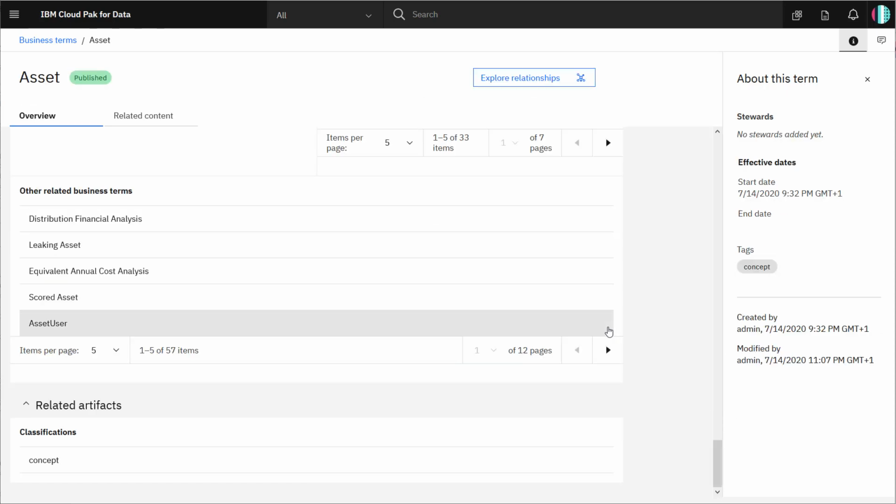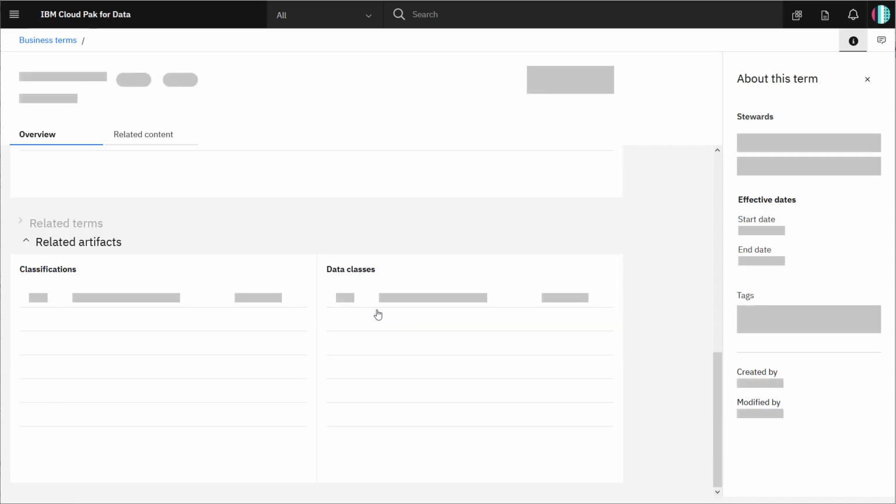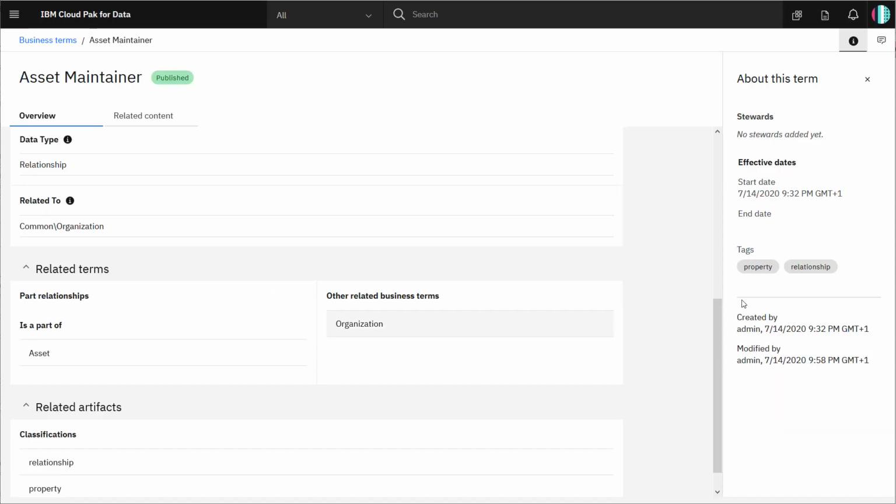Property relationship terms relate 2 concepts together. These can be identified by their extra tag and classification of relationship. These type of property terms enable cross-business term relationships. In this case, asset maintainer of the asset. Notice the term has a related business term of organization, indicating that the organization is the maintainer of an asset.